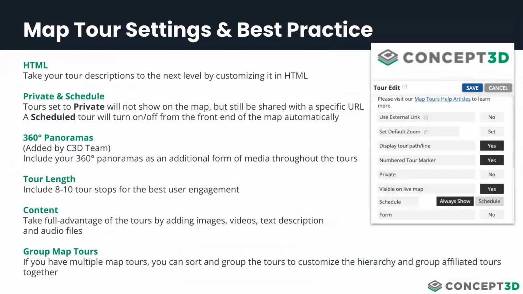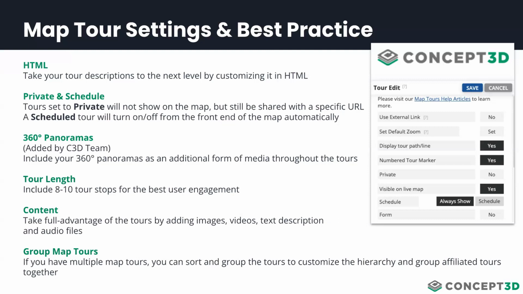So the available settings and best practices here is you can enhance the descriptions of your tour stops with a rich HTML text editor. Just like with categories and locations, your tours can be made private so that they're only available via direct URL or hyperlink. You can also schedule a tour to only appear for a certain length of time or during certain days. If you have 360-degree panoramas you'd like to add, those can be included as an additional form of media during a tour. This does need to be completed by the C3D production team, so reach out to your client success manager to get that started. At this time, you cannot upload your own 360-degree panoramas to your map tours.